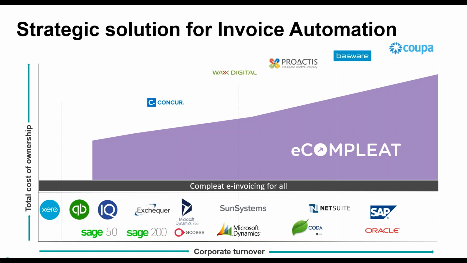And what you can see from this graph is that the cost of ownership for those larger ERP systems is higher, and that's because of the level of implementation required for the eComplete system. But what Complete clearly saw was that there was a gap in the market for the lower cost accounting platforms, particularly those online platforms. Hence why iComplete was developed to cater for this.